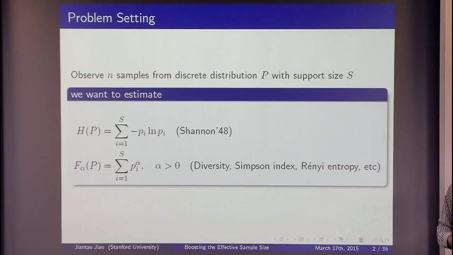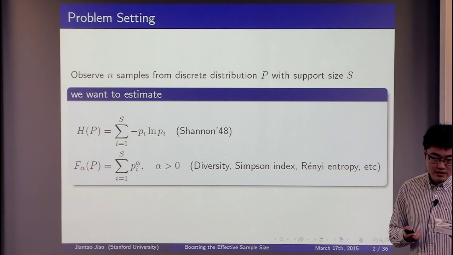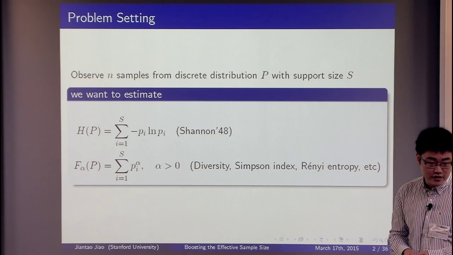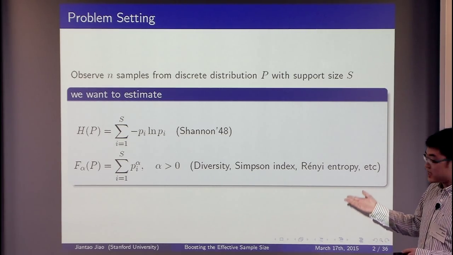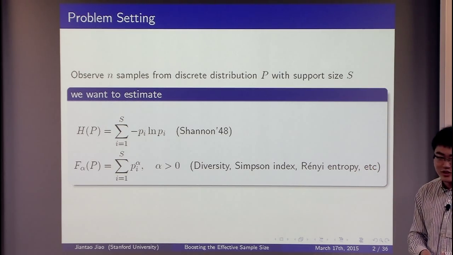What's the question? We start with the simplest one. Suppose I observe n samples i.i.d. from a discrete distribution P with support size S, but I don't know its size. But I don't care about that size. I care about these two classes of functionals. The Shannon entropy, of course, is very important in information theory, and also I care about this function F_alpha, defined to be summation p_i to the alpha, for any alpha larger than 0, which has many interpretations, and also if you take a log and normalize a little bit, it's going to be the Rényi entropy, which Himanshu will talk about later.